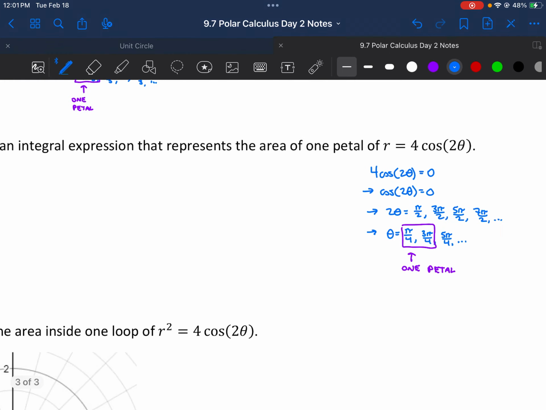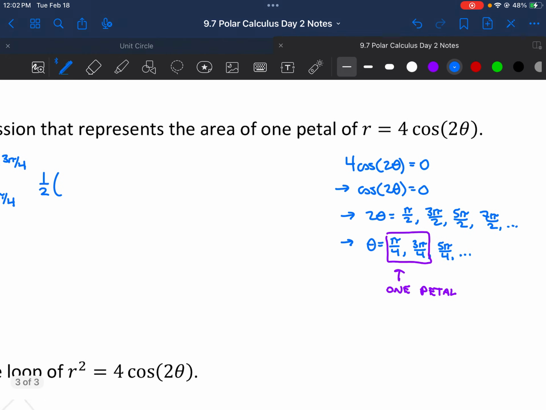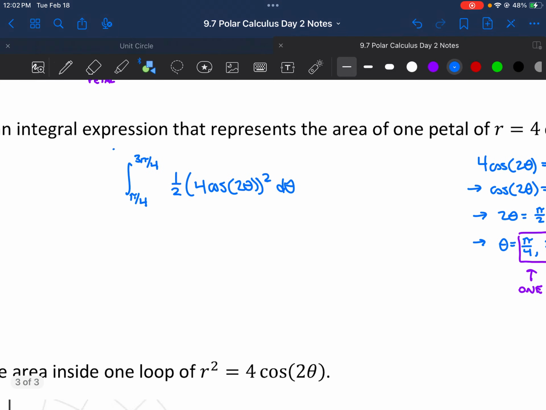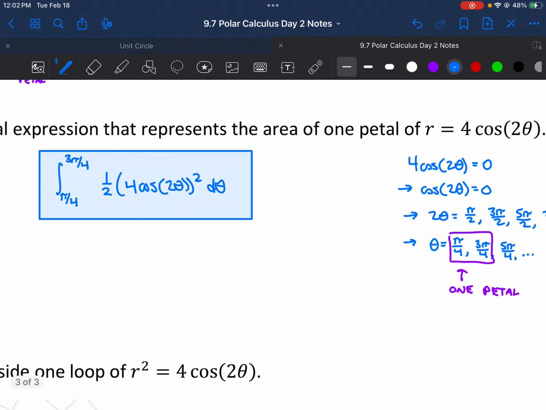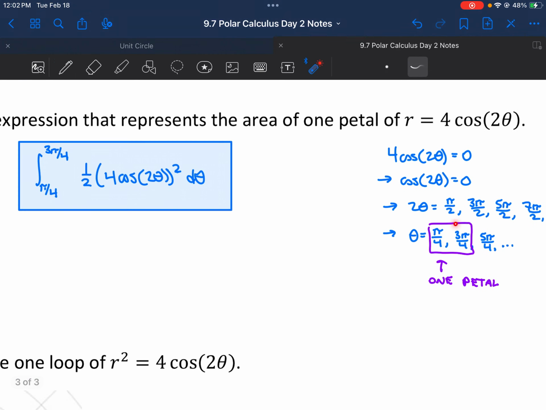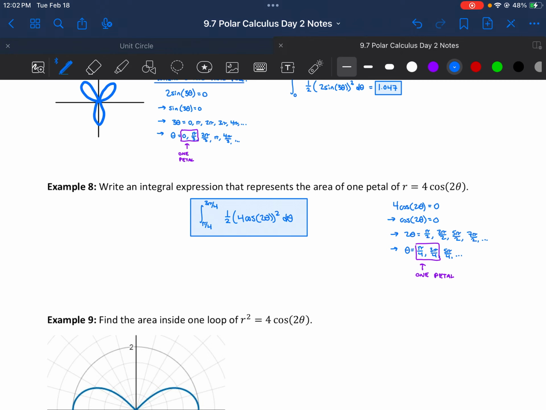So an integral expression that could help us find the area of one petal, we could say integral from pi over 4 to 3 pi over 4, 1/2 function r squared, so 4 cosine 2 theta squared d theta. And this is not the only correct answer, but this is one of them. We could have, instead of going from pi over 4 to 3 pi over 4, we could have done 3 pi over 4 to 5 pi over 4, because these two, again, are sequential. They're next to each other. Okay? So either way, either would have worked.